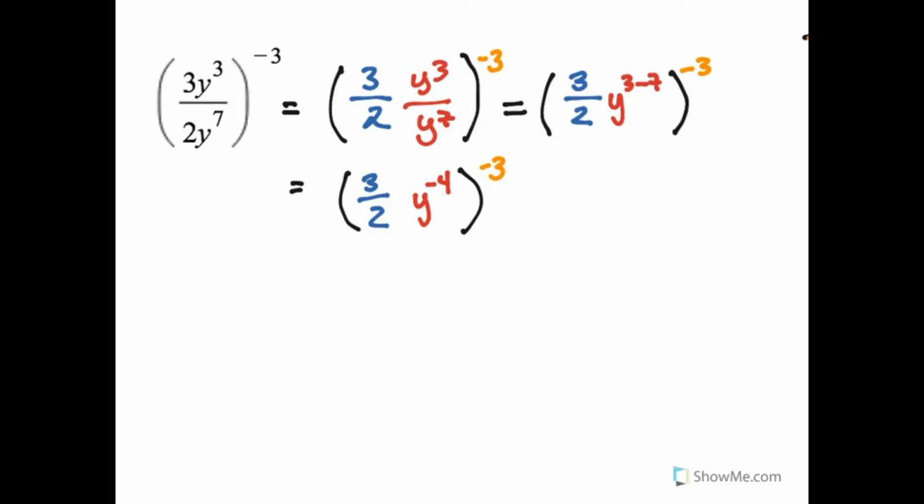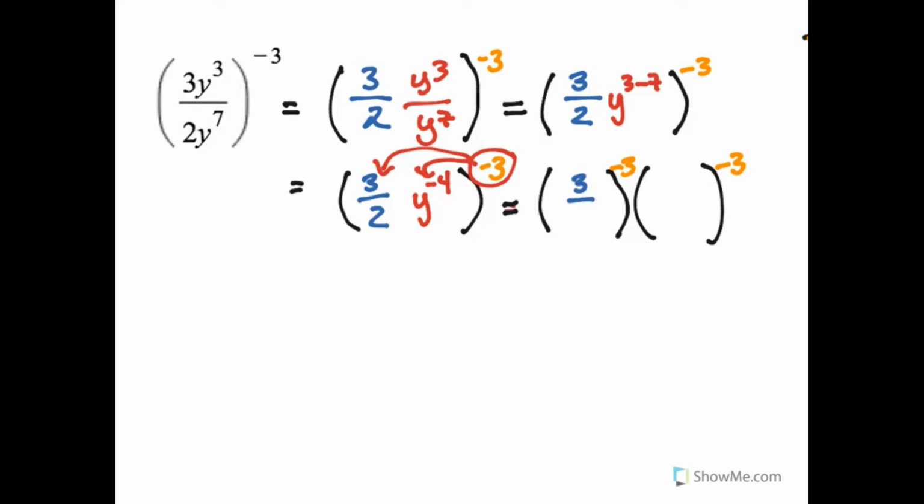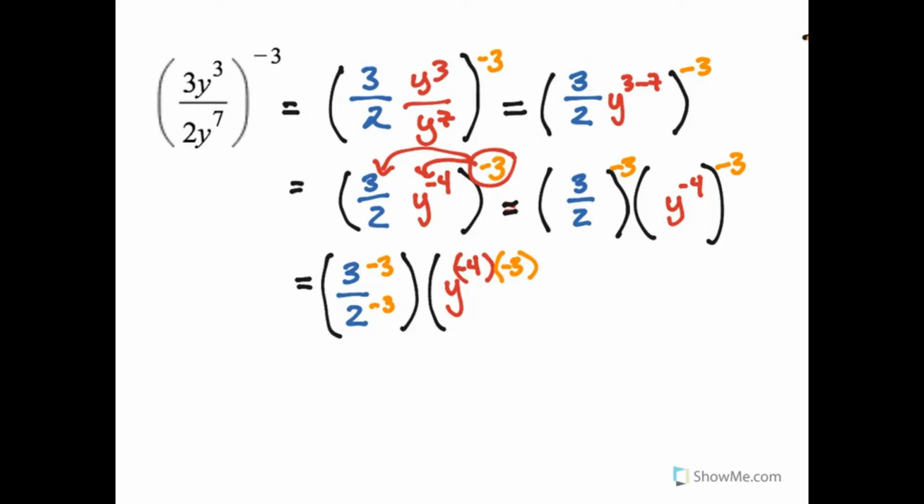Now let's distribute the negative 3 outside into the multiplication in the parentheses. 3 halves is to the negative 3 power, and y to the negative 4 is to the negative 3 power. Just like a multiplication, the negative 3 distributes over the division as well, and y to the negative 4th to the negative 3 power is y to the negative 4 times negative 3 power.